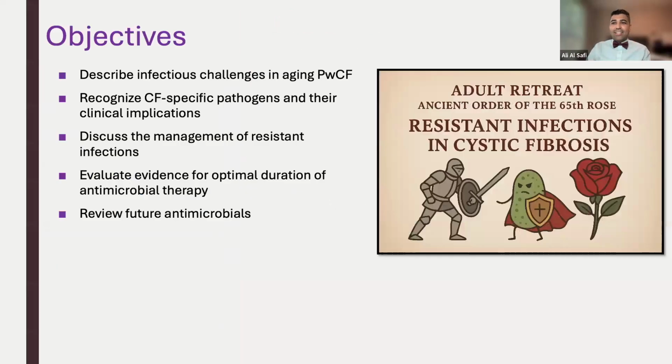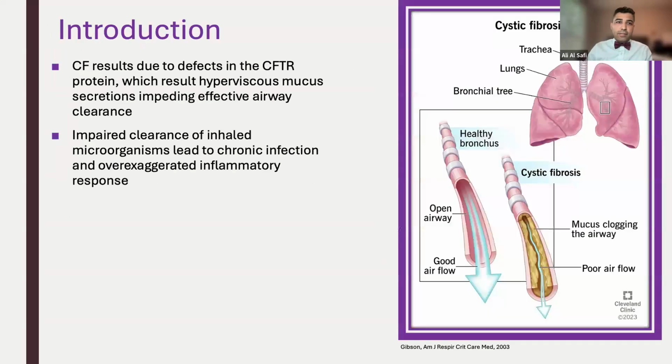So the objective of my talk today: we're going to describe infectious challenges in aging people with cystic fibrosis. We're going to talk about cystic fibrosis-specific pathogens and their clinical implications, and we'll discuss the management of resistant infections. We're also going to talk about how to evaluate the optimal duration of antibiotic therapy for infection and exacerbations, and review some future antimicrobials.